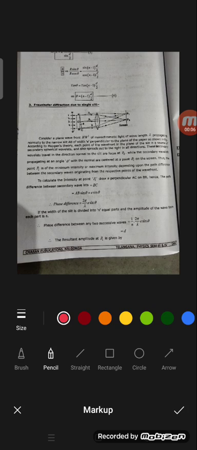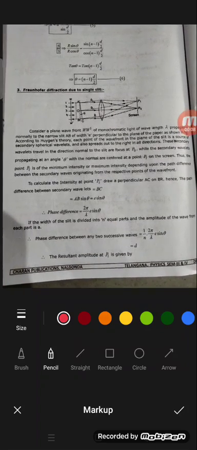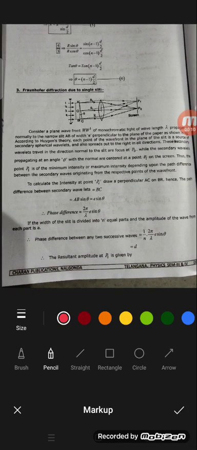Good morning. So today the topic is about Fraunhofer diffraction due to a single slit. I already said in the syllabus what we have seen yesterday: what is diffraction, and the difference between Fraunhofer and Fresnel diffraction. Very clearly we have seen the Fraunhofer diffraction and Fresnel diffraction.